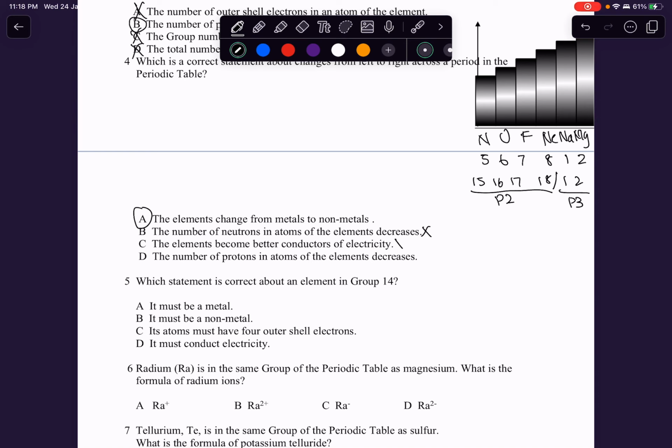No, it's false, because if you go across from left to right in the periodic table, you actually get from metals to non-metals, which means your electrical conductivity actually decreases, because non-metals do not conduct electricity. Last but not least, number of protons in the elements decreases. It is also wrong, because the proton number will increase from left to right.